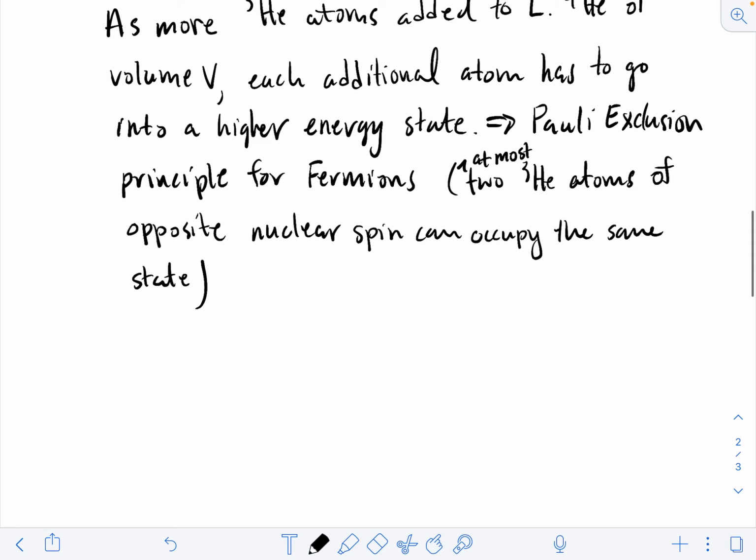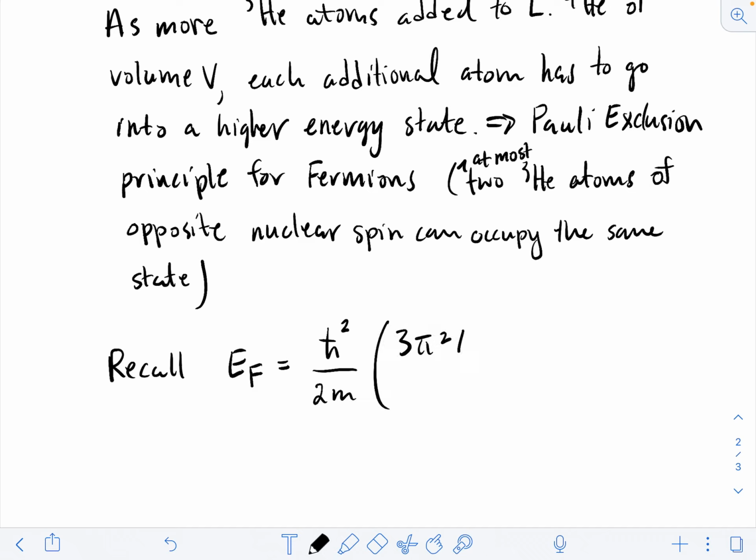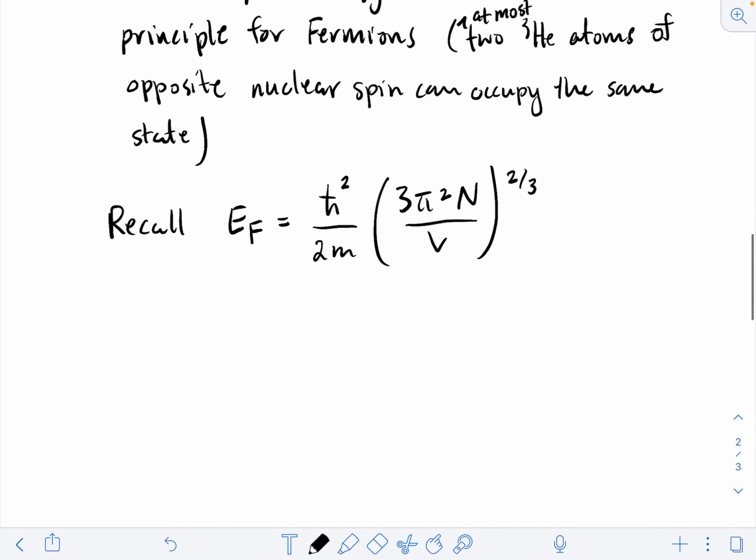Okay, and so let me remind you of one of our results for the Fermi energy. The Fermi energy was written as h bar squared over 2m, times 3 pi squared n over V, to the power 2/3. And so as n increases, this Fermi energy goes up. And so the energy level of the highest occupied state increases as n to the 2/3 power.